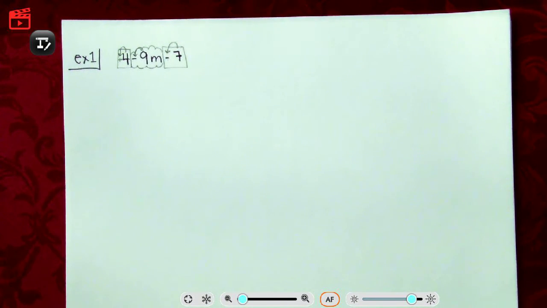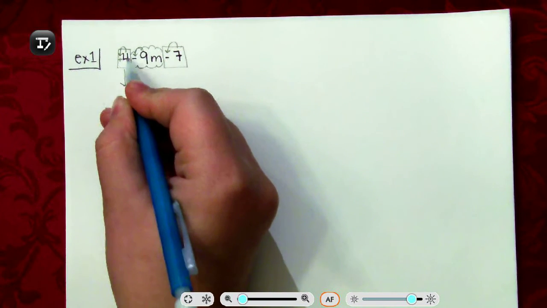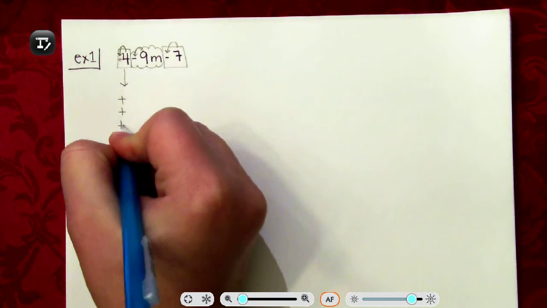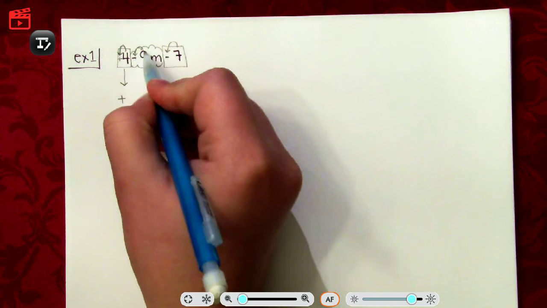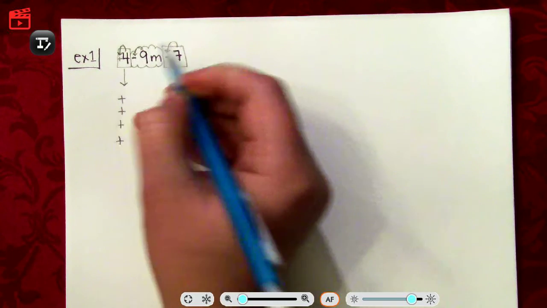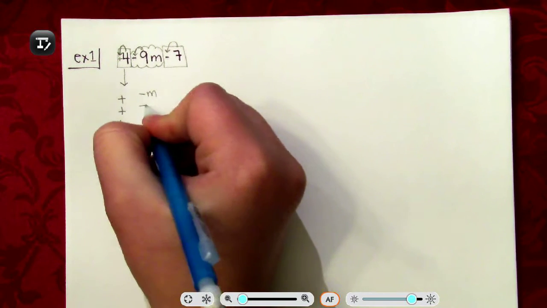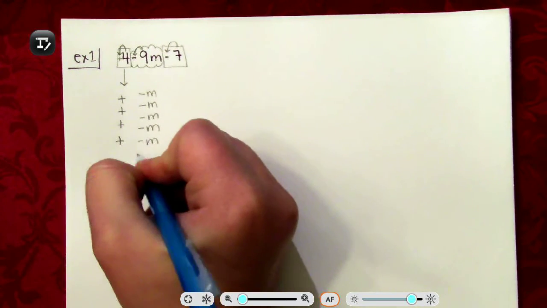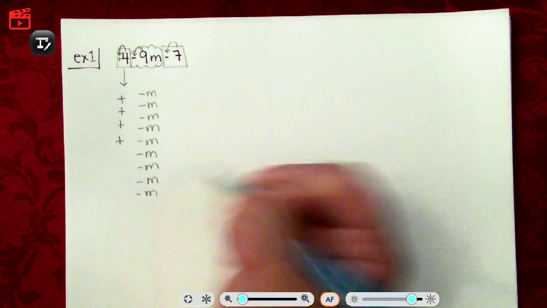So I'm going to go ahead and draw this out to show how it looks. My 4 here means that I have 4 pluses. So I have 1, 2, 3, 4 pluses. My 9m are negative. Remember, we're taking that sign in front of it. So I have -9m's: -1m, -2m, -3m, -4m, -5m, -6m, -7m, -8m, and -9m.